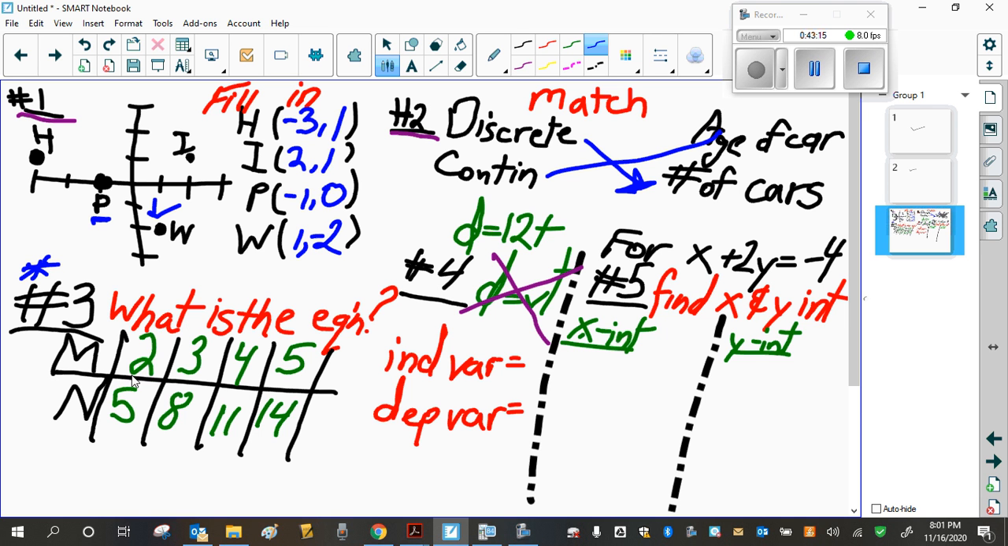What is the equation? Okay, so how does 2 get to 5 is what you're asking. So add 3. But does 3 plus 3 equal 8? No, it does not. Okay, you could multiply by 2.5, but no, 3 times 2.5 is 7.5, so that doesn't work. How about multiply by 2 and add 1? Does 3 times 2 plus 1 equal 8? Nope.